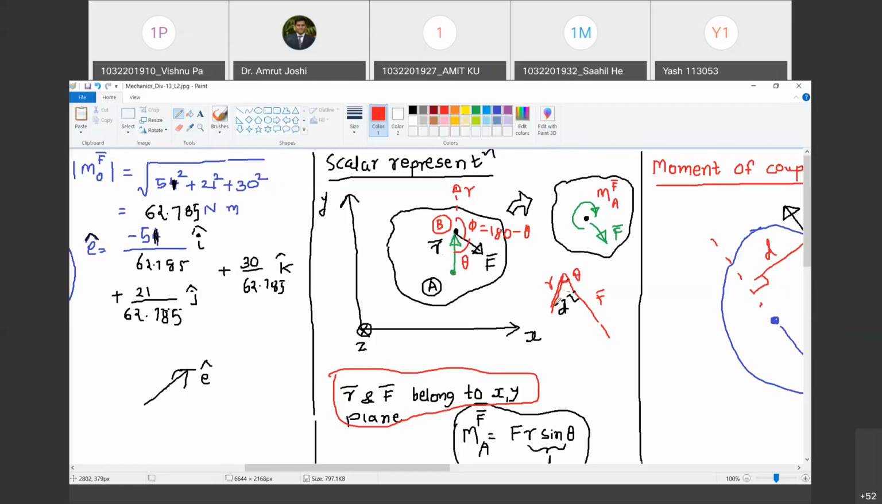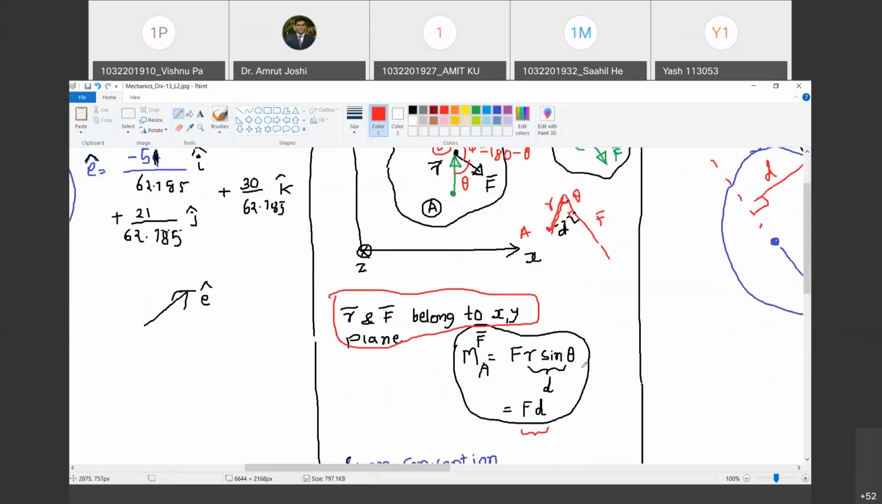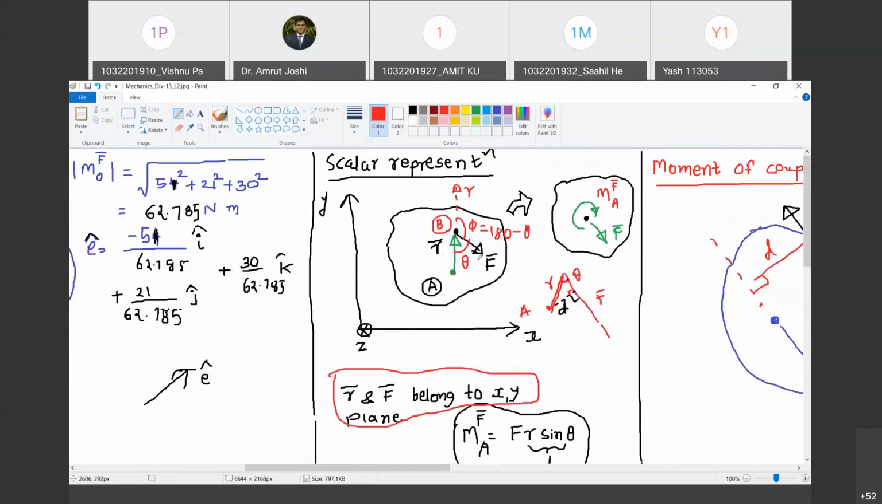Now, what is R sine theta? Can you tell me what is R sine theta? You will see that if from point A, I draw a perpendicular on the line of action of F bar, then using this triangle, you will see that d is equal to R sine theta. Do you agree with me? Yes, sir. So what is this d? This d also has a physical significance. What is the physical significance?